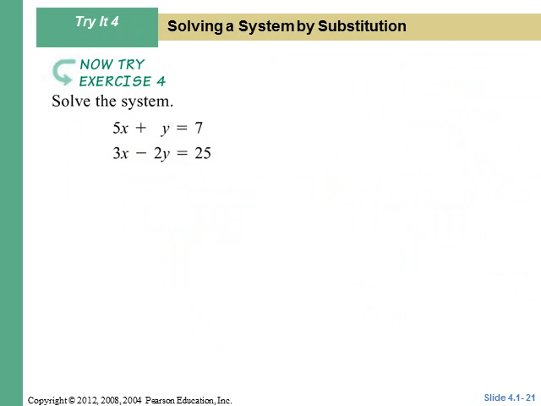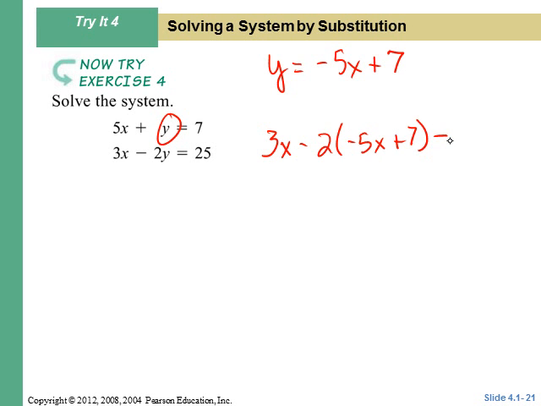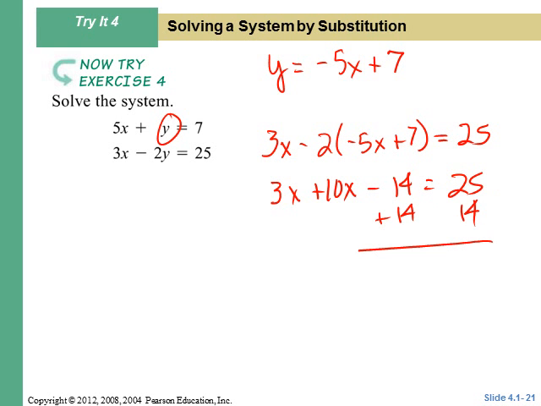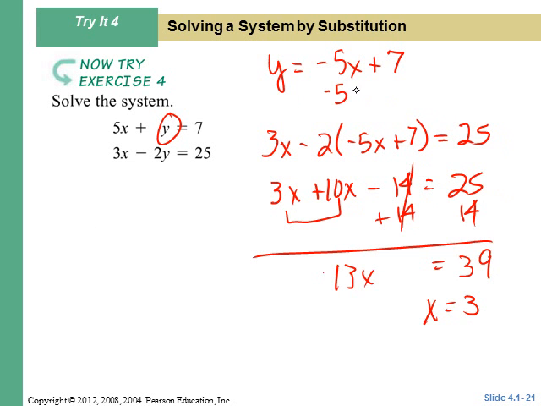Okay, it's easy to see that y can be made all alone. So we get y equals negative 5x plus 7. And now we're going to substitute that into the second equation. 3x minus 2, parentheses, negative 5x plus 7 equals 25. 3x plus 10x minus 14 equals 25. Add 14 to both sides. 3x and 10x is 13x equals 39, so x is 3. If x is 3, negative 5 times 3 is negative 15 plus 7 is negative 8. So our answer is 3, negative 8.